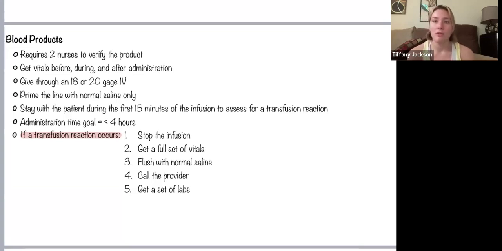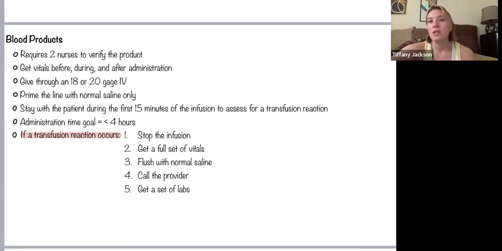We stay with the patient the first 15 minutes to assess for signs and symptoms of a transfusion reaction. This would be abrupt changes in vital signs, wheezing, altered mental status. Once we've started the blood transfusion, we must have it finished in less than 4 hours. If we suspect a transfusion reaction, first thing we do is stop the infusion, get a full set of vitals, flush with normal saline, call the provider, and then get a set of labs.